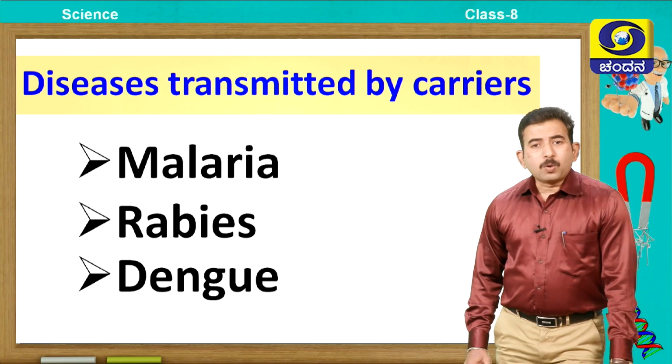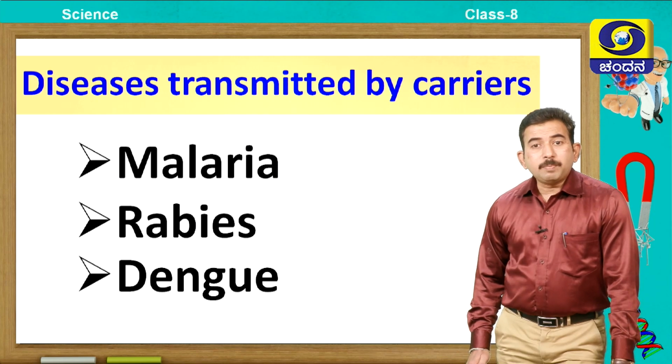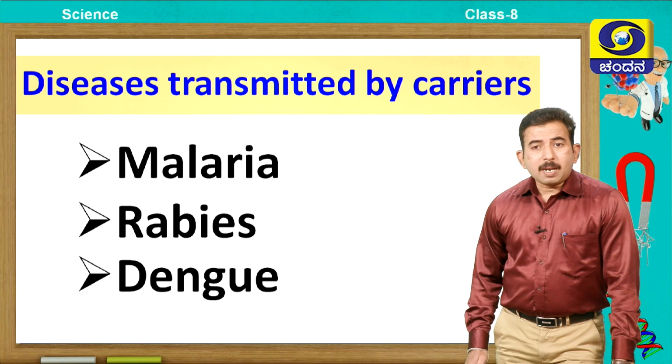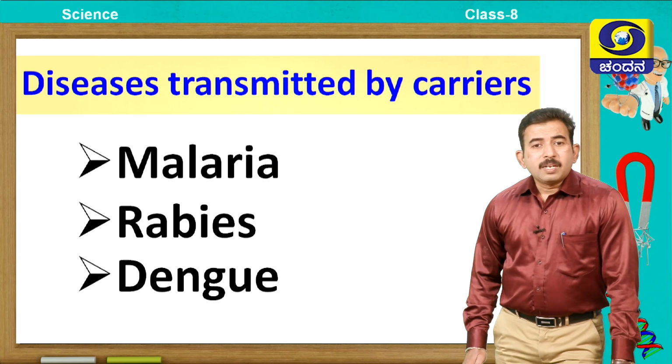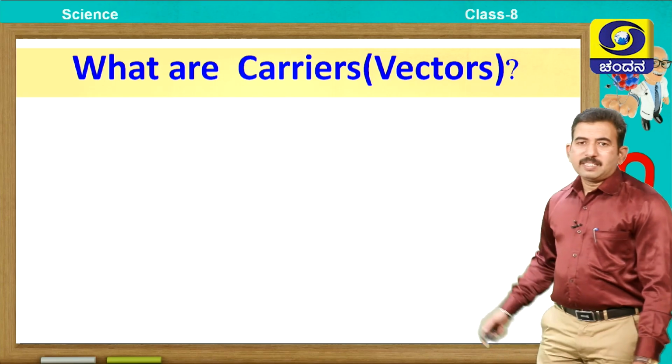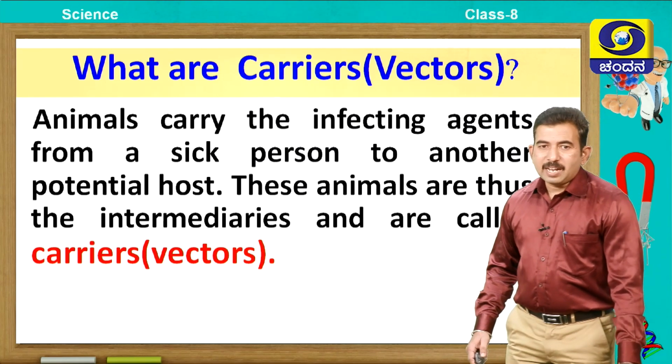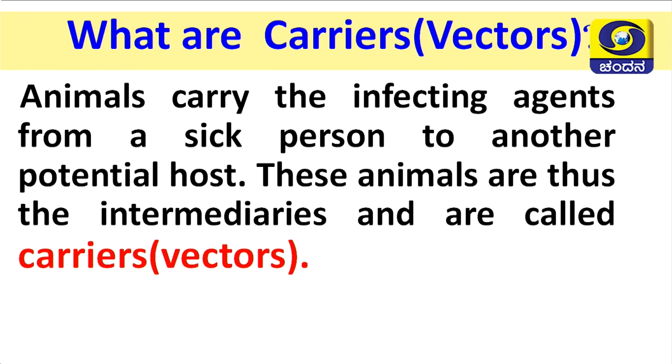Malaria is a protozoan disease which is transmitted by the female Anopheles mosquito. Rabies is a viral disease which gets transmitted by a rabid animal like a dog. Dengue gets transmitted by the female Aedes aegypti mosquito. Students, what are carriers or vectors? Yes, you are correct. Animals carry the infecting agents from a sick person to another potential host. These animals are thus intermediaries and are called carriers or vectors.